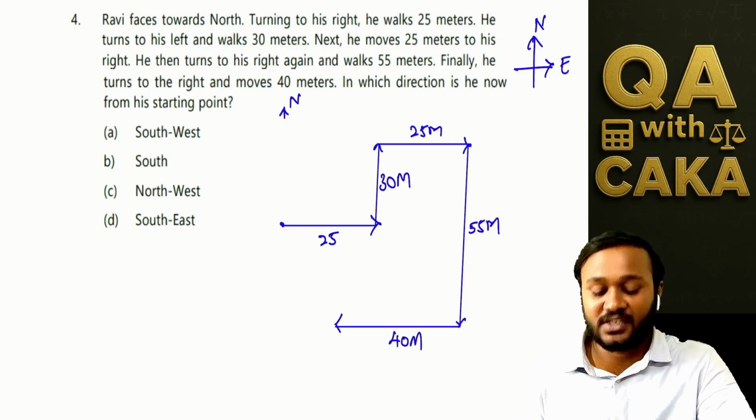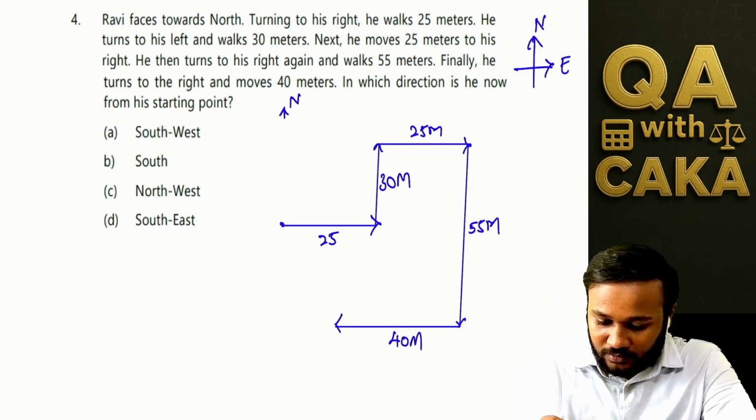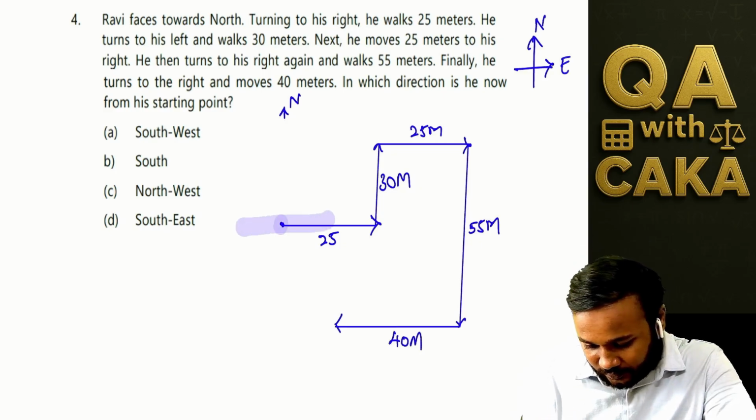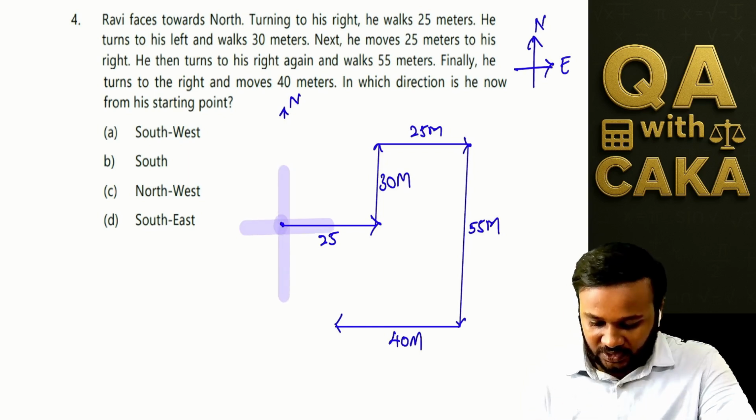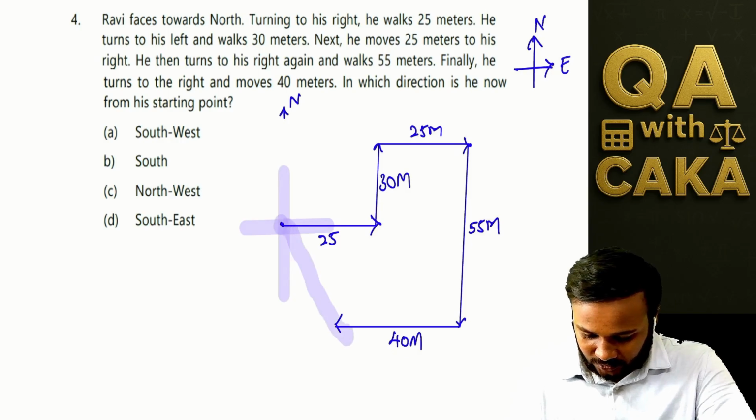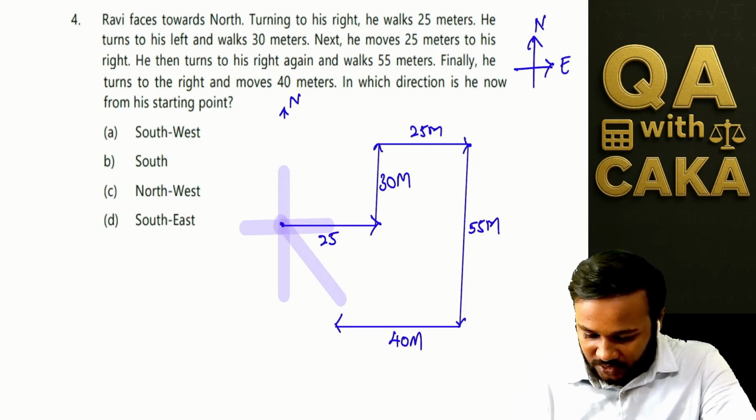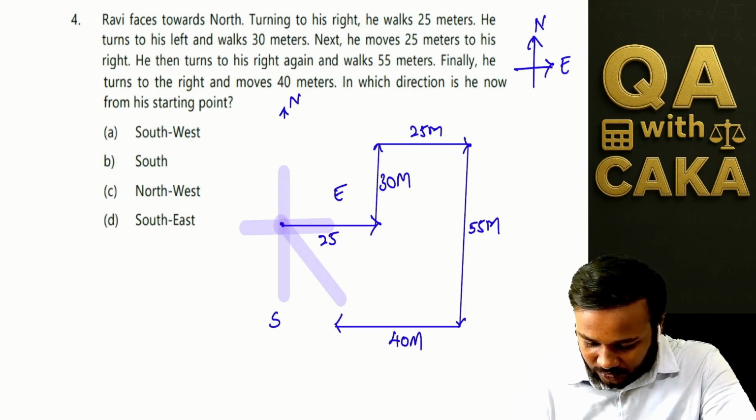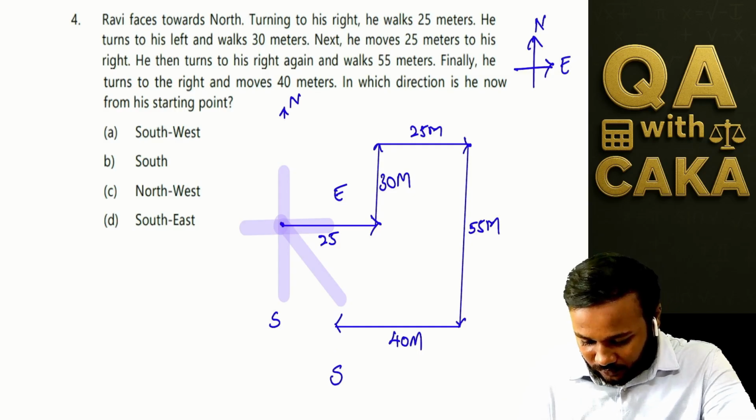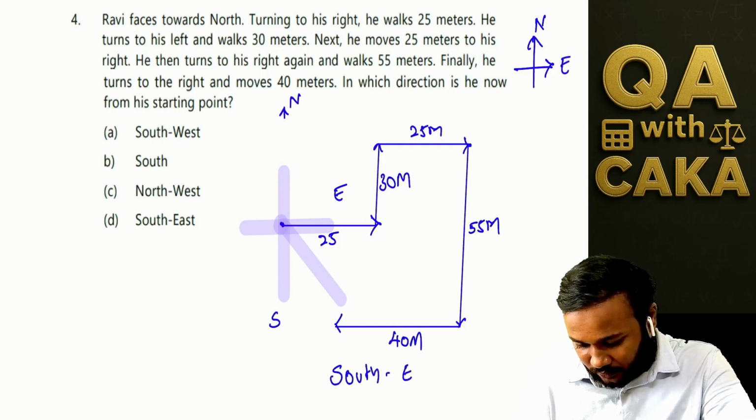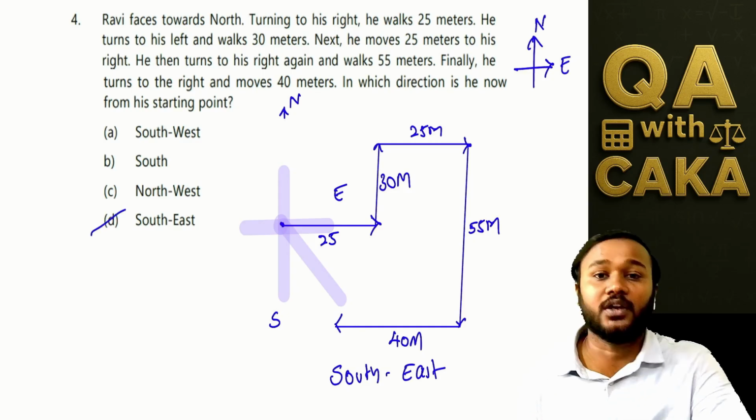In which direction is he now from the starting point? So my starting point is this. If you see here from the starting point, he is towards, what is this? East, sorry, southeast direction. So option D is your right answer.